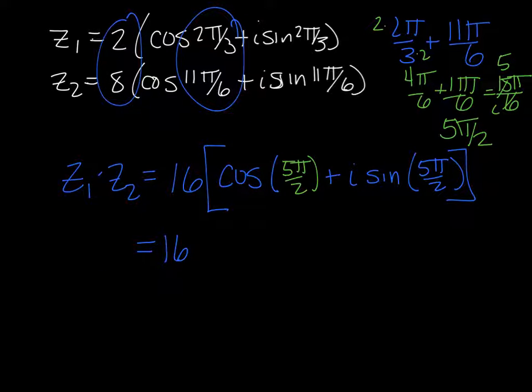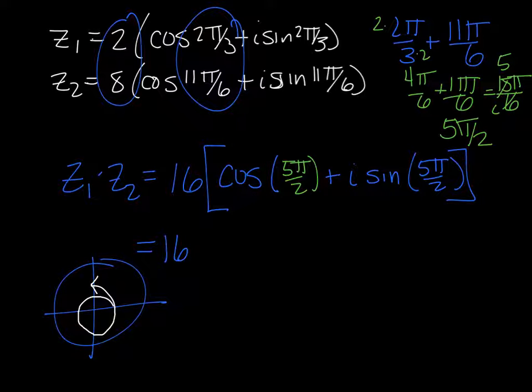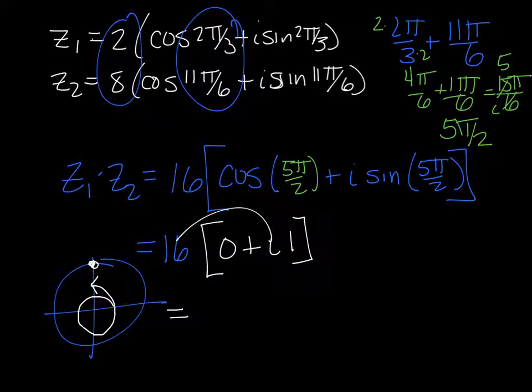And the cosine of 5 pi over 2, let's see here. Here's pi over 2, 2 pi over 2, 3 pi over 2, 4 pi over 2, 5 pi over 2. All right, so what's the cosine there? Cosine is the x value. The x value is 0, plus i times the sine, which is the y value there. The y value is 1. So now I have 16 times 0 is 0, and 16 times i is 16i.